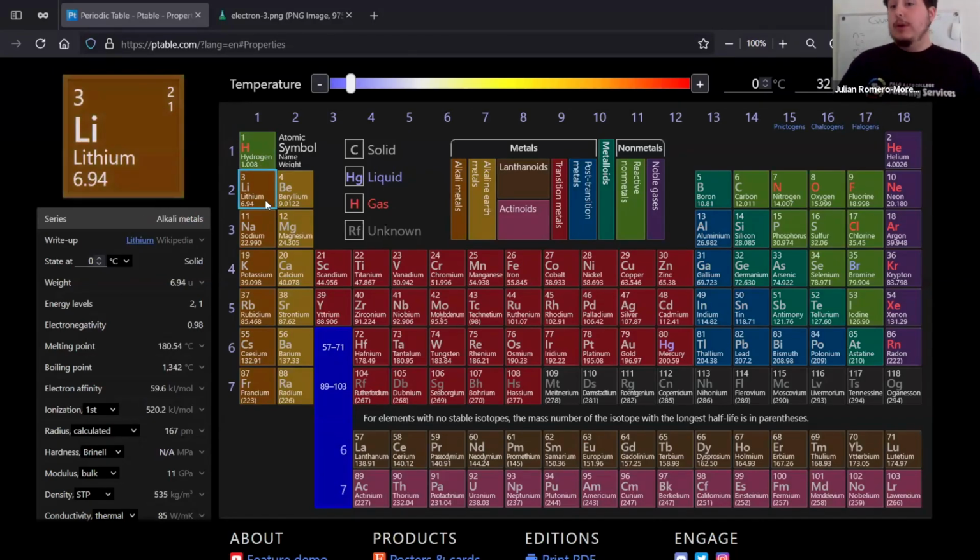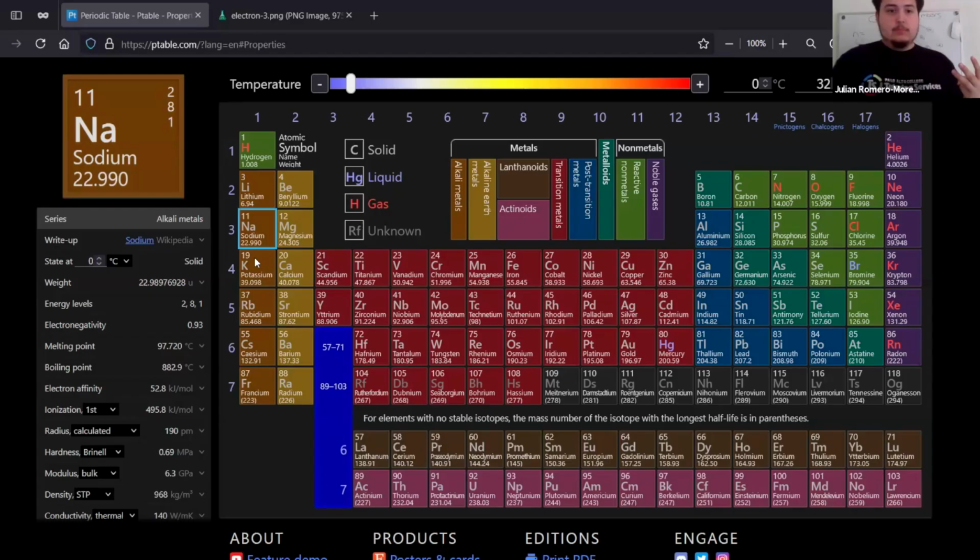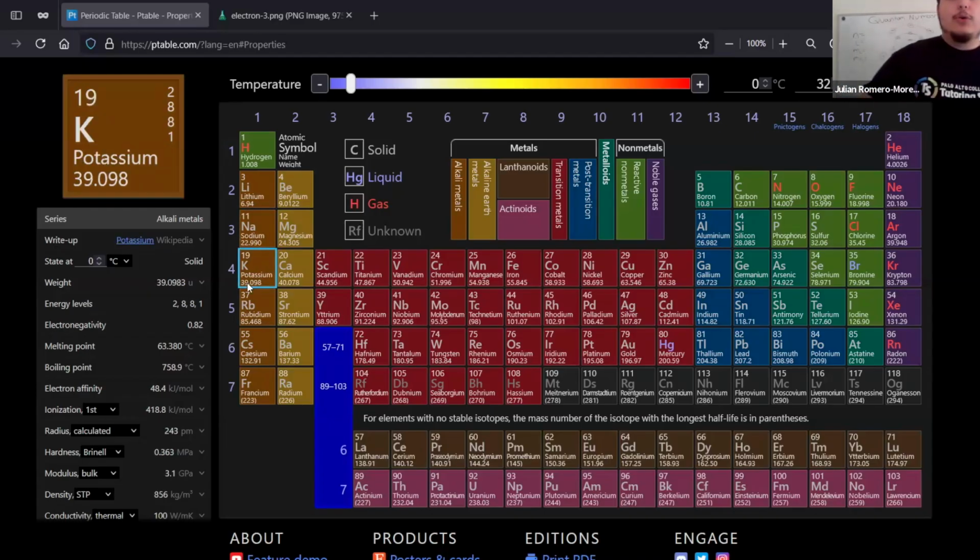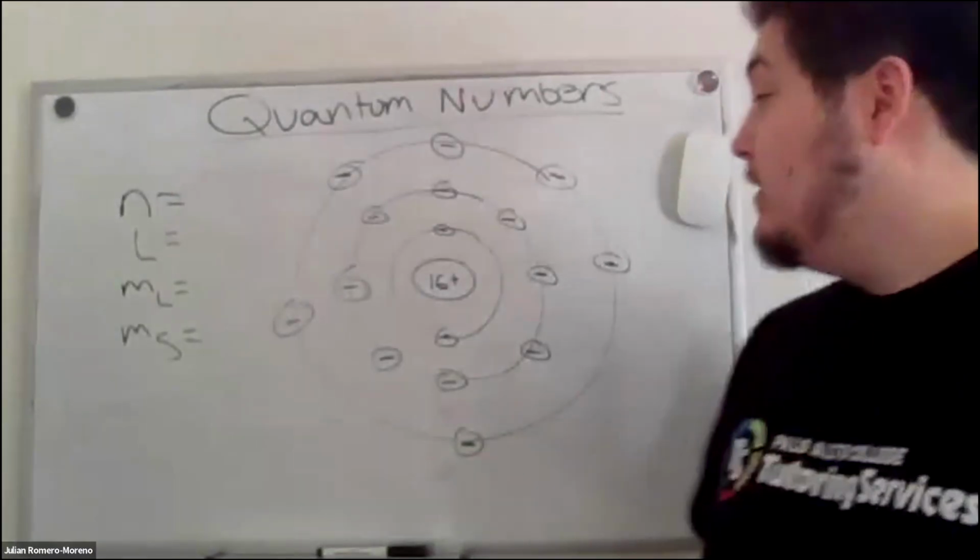Now lithium through neon, they have electrons that are either energy level 1 or 2. Sodium has electrons of energy level 1, 2, and 3. Potassium, 1, 2, 3, 4. You get the idea. Wanted to go over that real quick with you. And now we're going to go over an example.